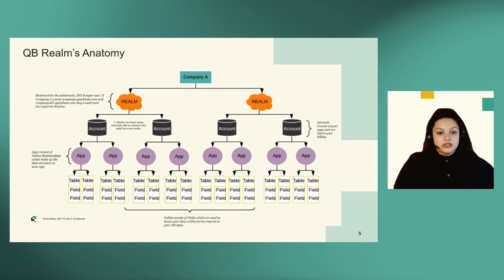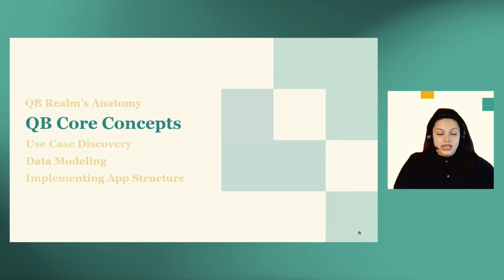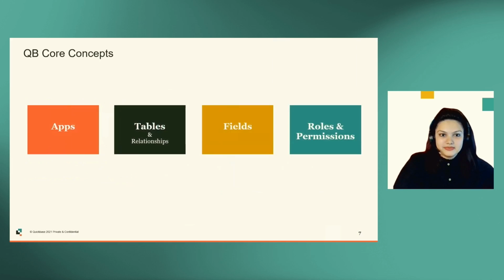All right, so now that we know what a realm is, we can move on to some core Quickbase concepts. Great. So in some core Quickbase concepts, I'm going to talk about what are applications and when do you need to create a new app versus what's a table, what's a relationship, and when would you create a new table as opposed to a new app. Same thing with fields. What are fields? When would you create a field versus a table? And what are roles and permissions? And when would you create those?